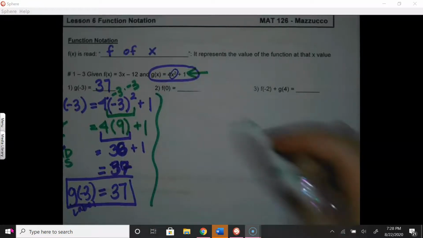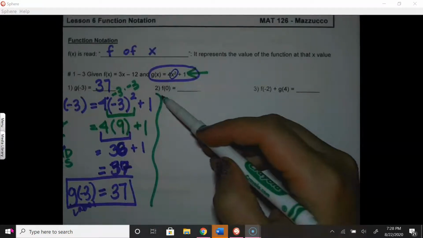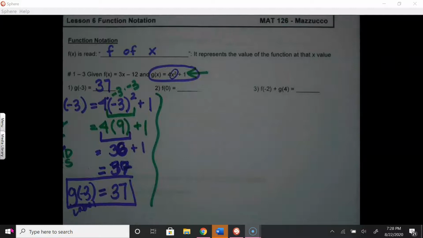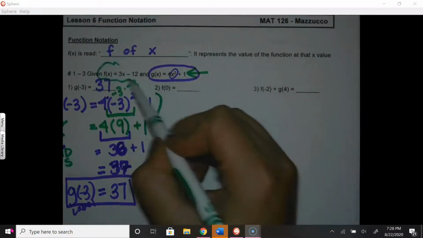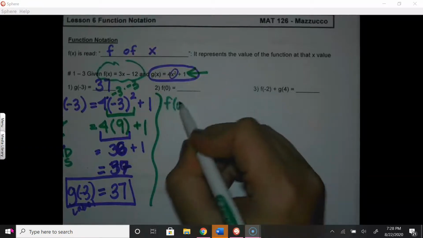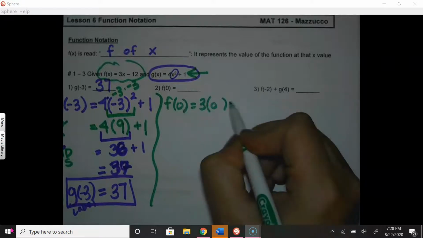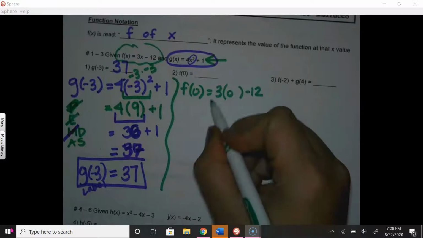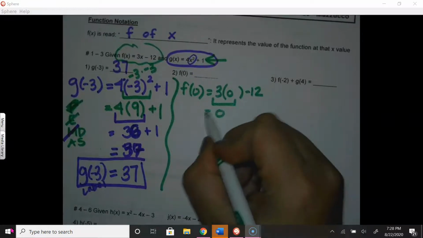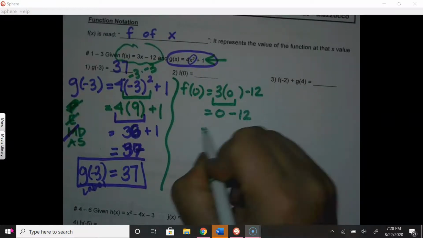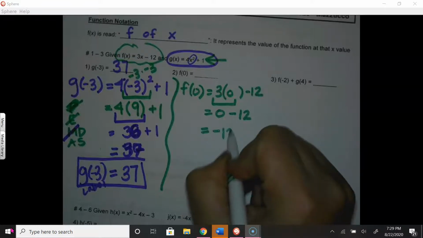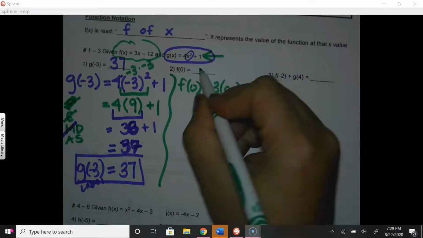Okay, so let's take a look at problem 2. Problem 2 says f of 0. So that means we're talking to function f. So now we're using this one, and wherever there's an x, we're plugging in the 0. And then we use our order of operations. So we're going to multiply here. 3 times 0 is 0, and then 0 minus 12 is -12. So our answer is -12.